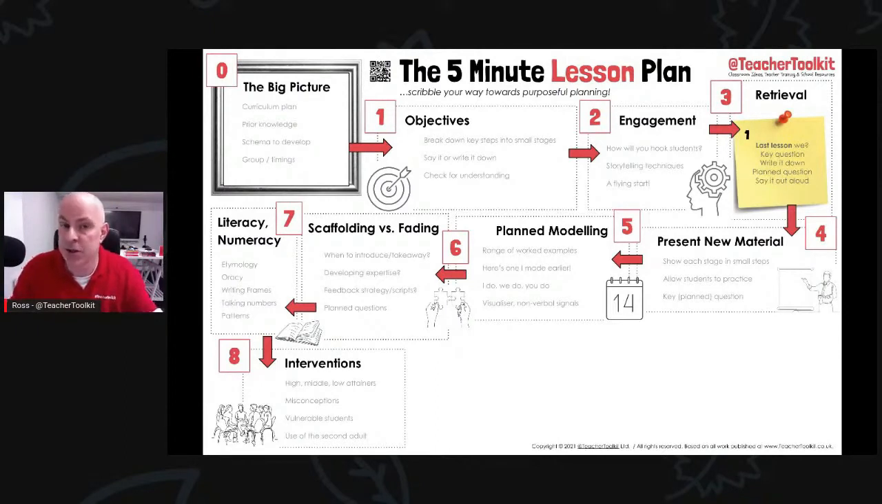Some people will be familiar with the term differentiation. I think there's lots of myths about this. Of course, we want to support our students, but maybe over a period of time rather than a one-off episode.